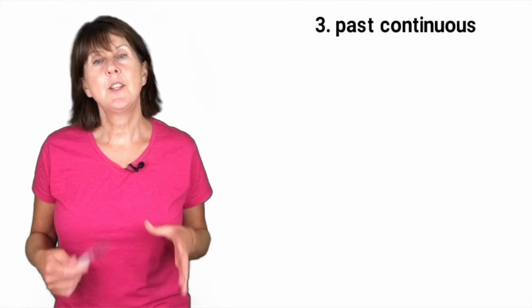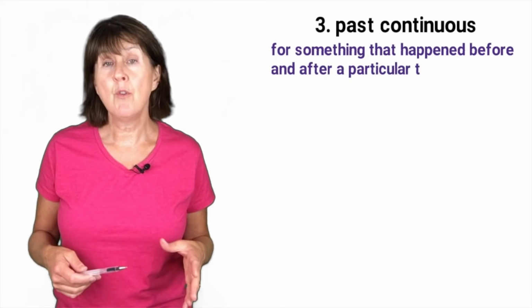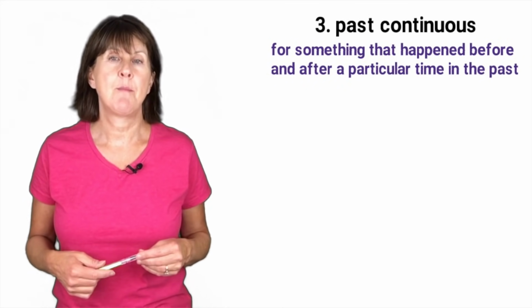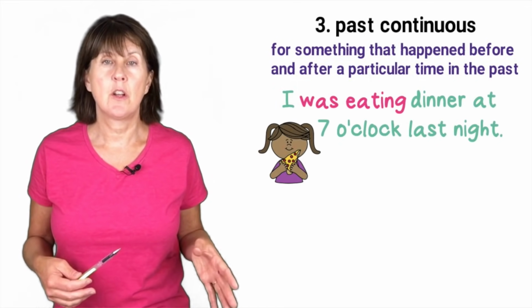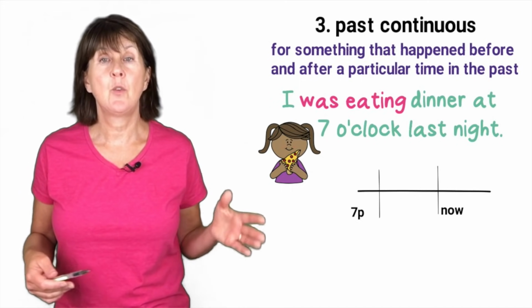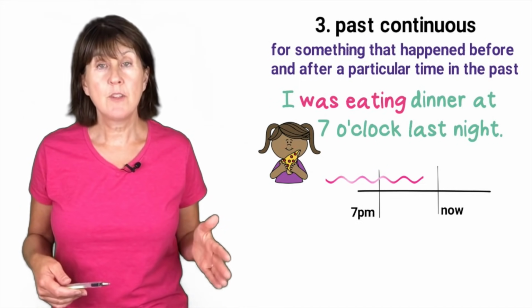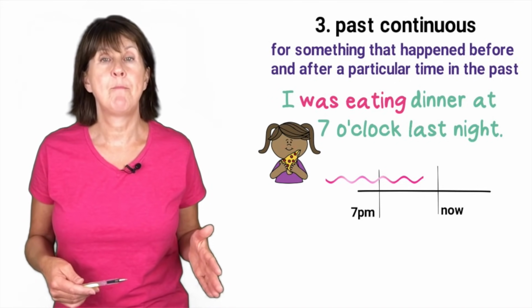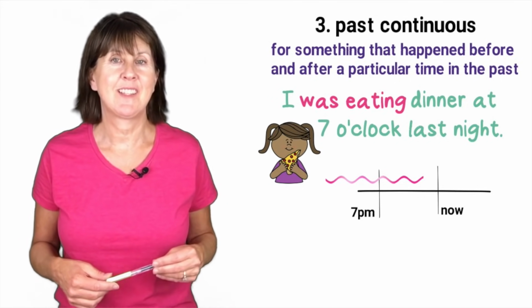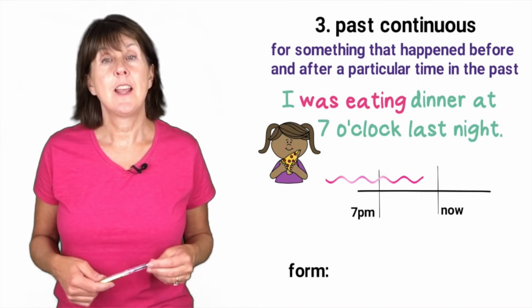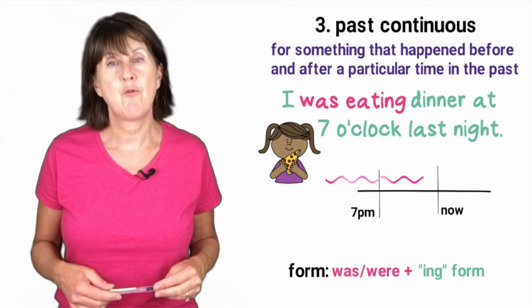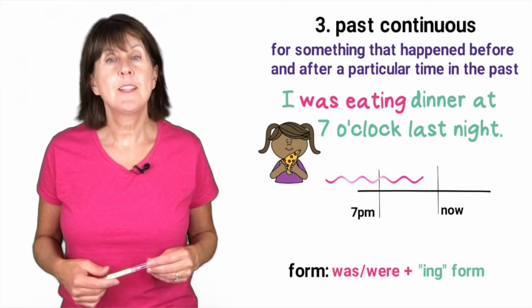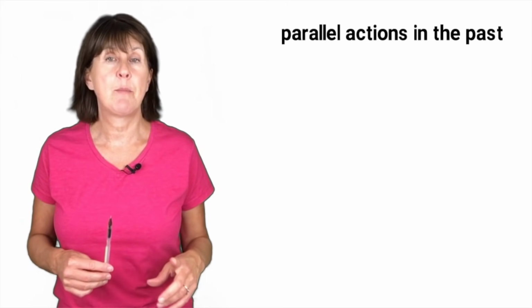So now let's look at the past continuous tense. This is used for something that happened before and after a particular time in the past. So for instance, you could say, I was eating dinner at 7 o'clock last night, and from the timeline here you can see you were eating dinner before 7 p.m. and after 7 p.m. So here we use the past continuous. The form is either the past tense of to be, so either was or were, and the ing form of the verb.